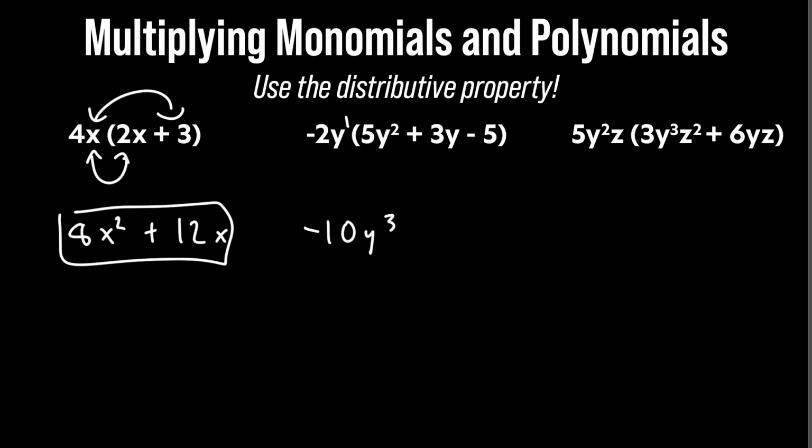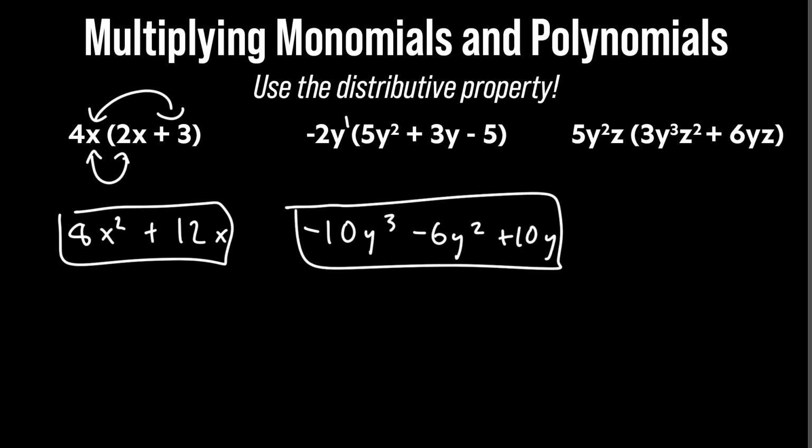Then we have negative 2y times 3y. That's going to be negative 6y squared. And finally, we have negative 2y times negative 5, which is 10y. So this is the final expression here.